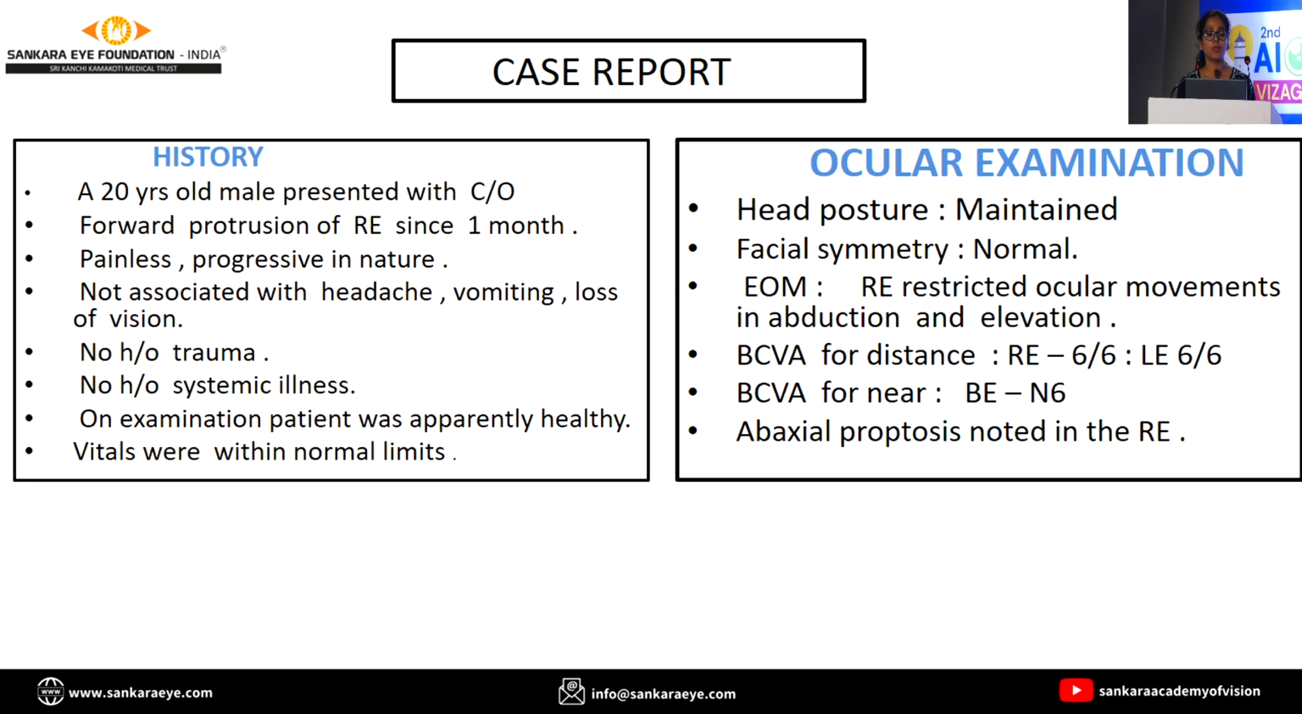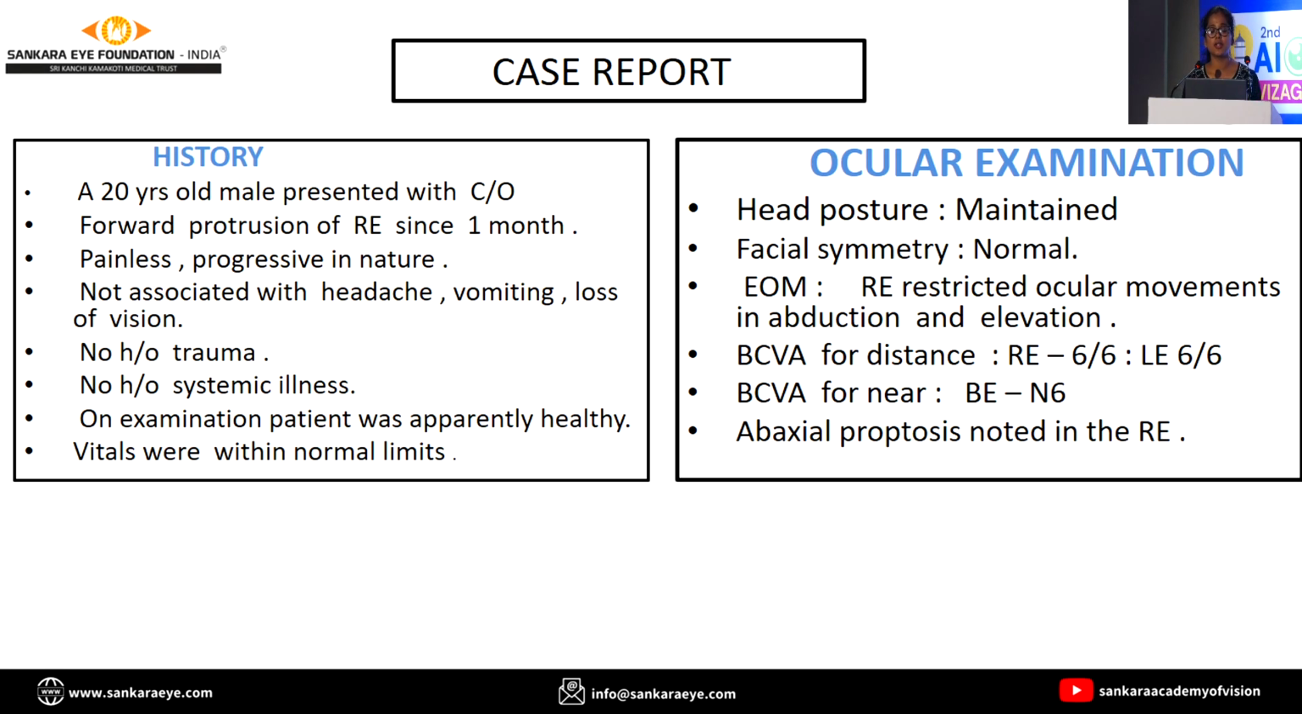Here is a case report of a 20-year-old male patient who presented with complaints of forward protrusion of the right eye since 1 month. The forward protrusion was painless, progressive in nature, and not associated with headache, vomiting, or loss of vision. There was no history of trauma or any systemic illness.